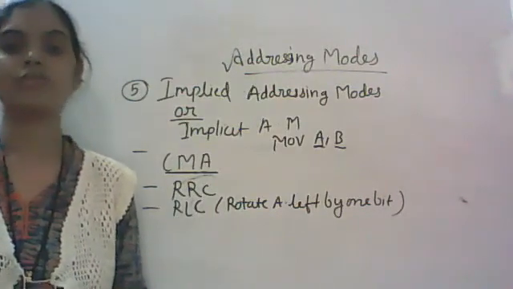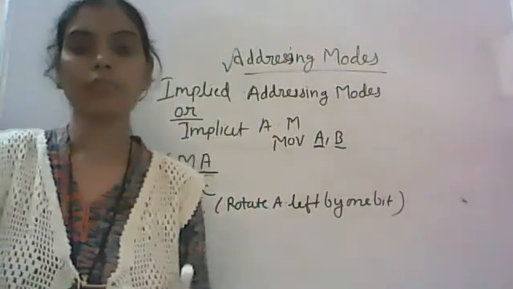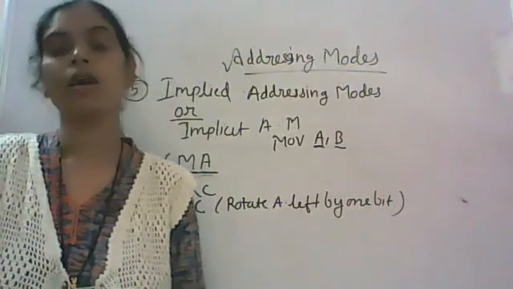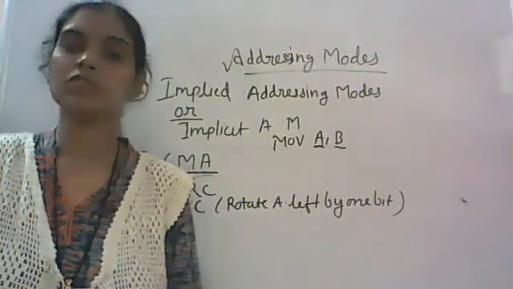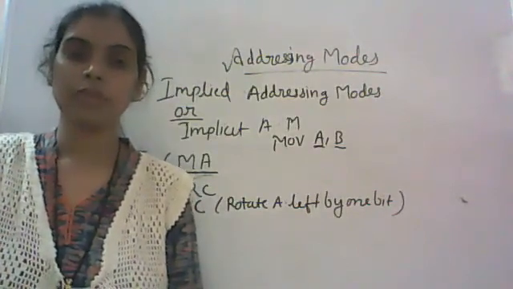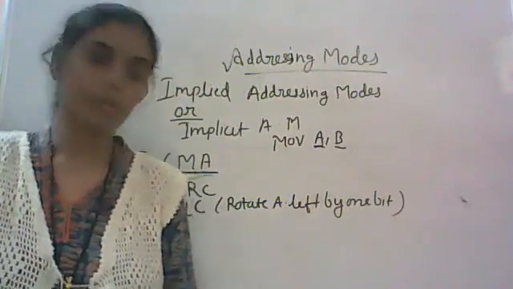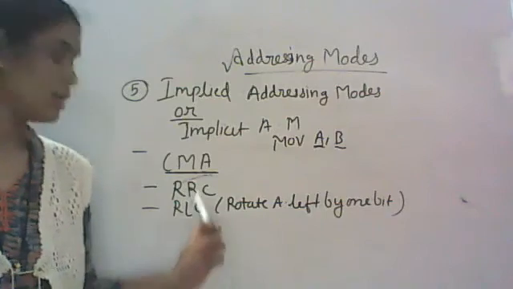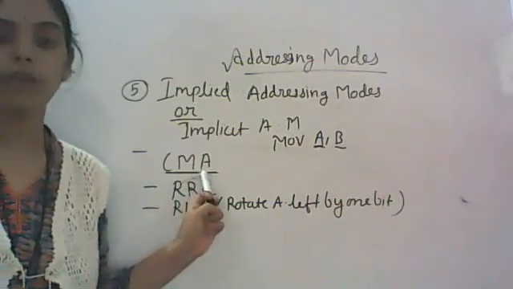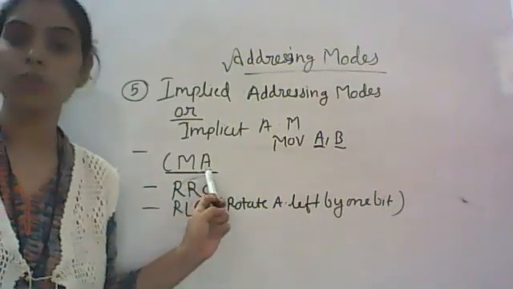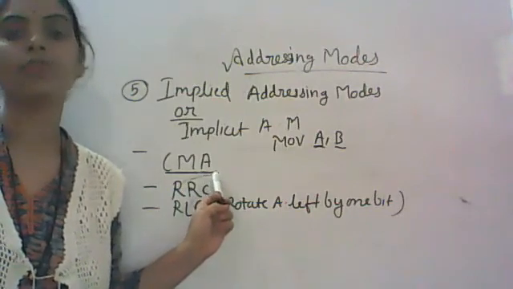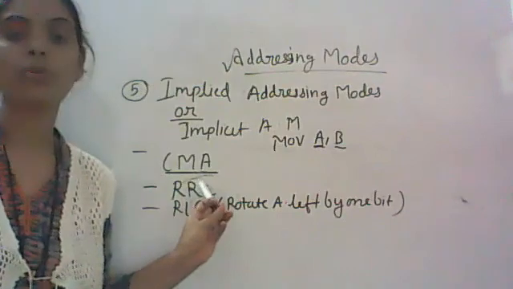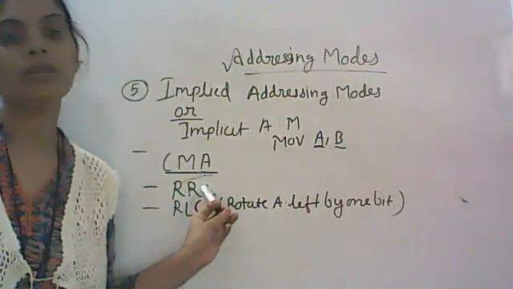And the last addressing mode is the implied or implicit addressing mode. In this addressing mode, the operand is hidden and the data to be operated is available in the instruction itself. For example, CMA, RRC, and RLC. CMA finds and stores the ones complement of the content of accumulator A in A, and RRC rotates accumulator A right by 1 bit.